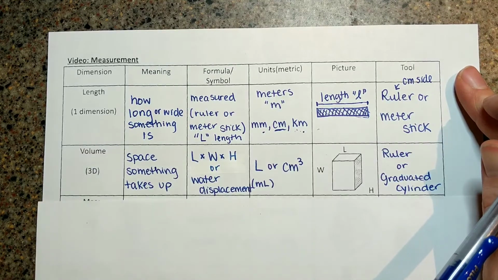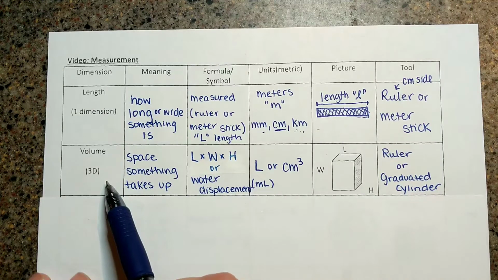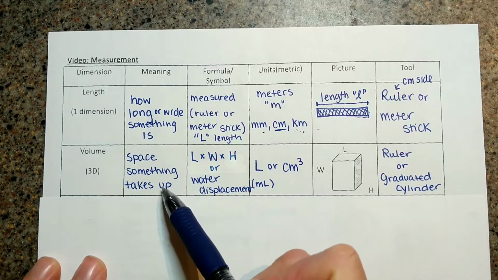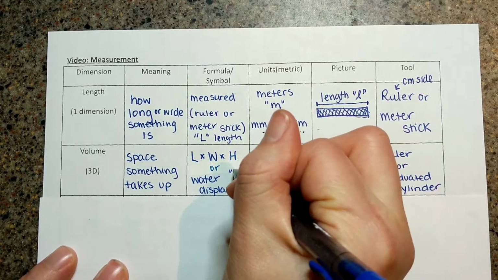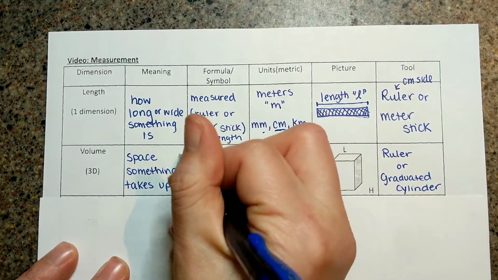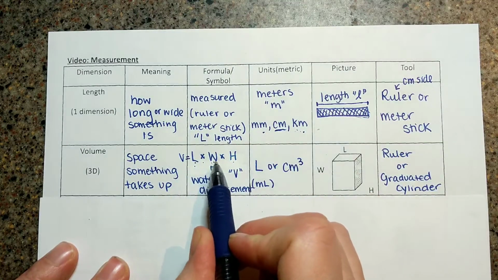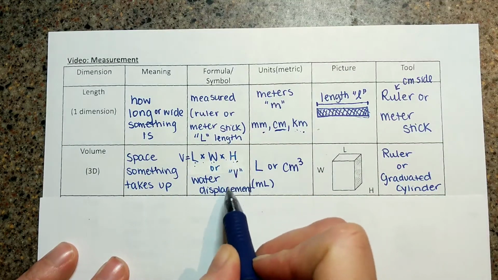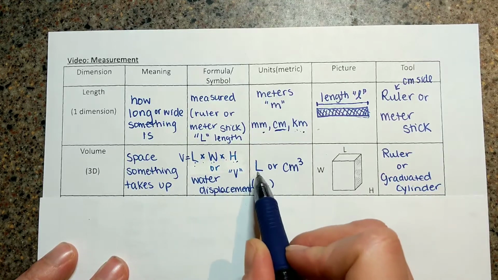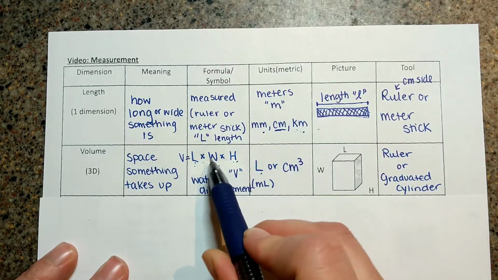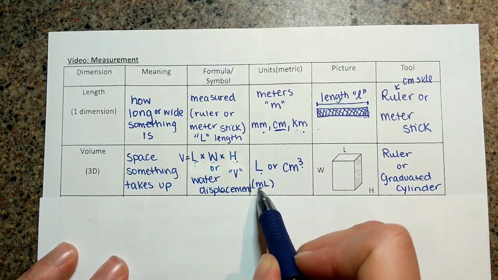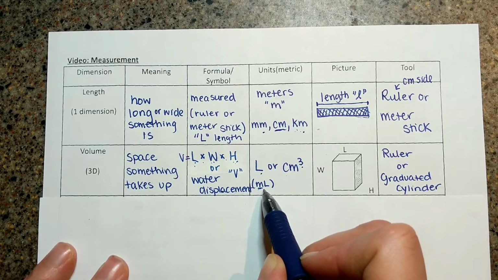Our next one is volume. Volume is a three-dimensional dimension, and the volume is the space that something takes up. We typically show volume as the letter V, and our formula for volume is length times width times height. So volume equals length times width times height. We can also use water displacement to figure out volume, which we'll talk about in a little bit. The units for volume are liters, or if we were using length times width times height, we would get centimeters cubed. Instead of using liters, we typically use milliliters because that's something we can measure more easily in the lab.